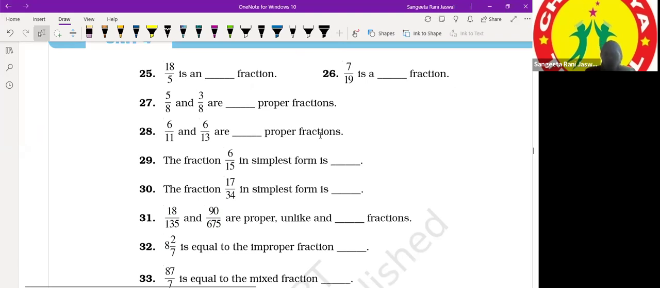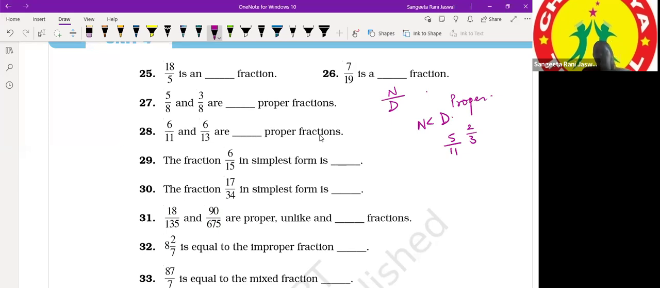You all know what proper fractions and improper fractions are? See, proper fractions are those where the numerator is less than the denominator. The upper part is the numerator, the lower part is the denominator. When the numerator is less than the denominator, this type of fraction is called a proper fraction. For example, 2 by 3, 5 by 11, like this.